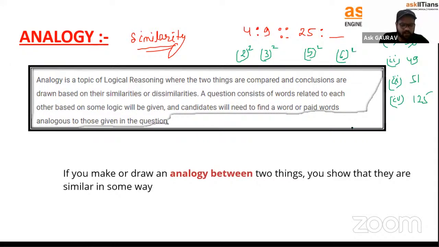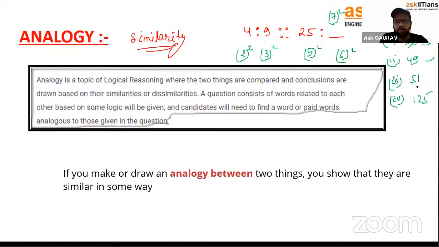It can be 36. Now, another pattern is there. Like this is 2 square, 2 is basically a prime number. Then this is 3 square, 3 is also a prime number. Now 5 square. Then what is the next prime number? After 5, the prime number is 7. So it can be 7 square. Basically 49 can also be there, and 36 can also be there.